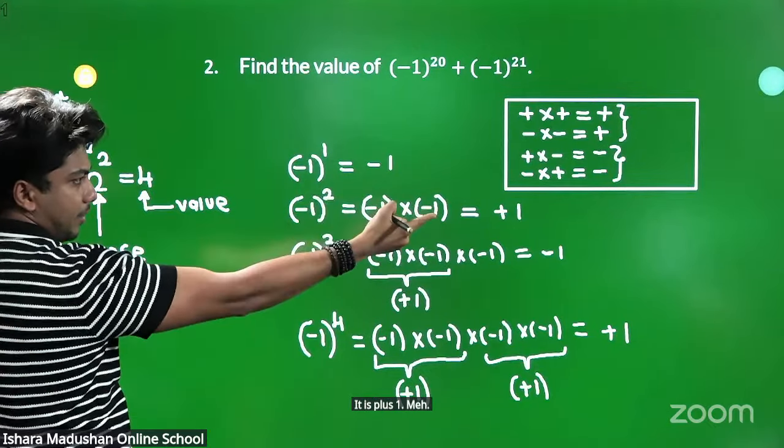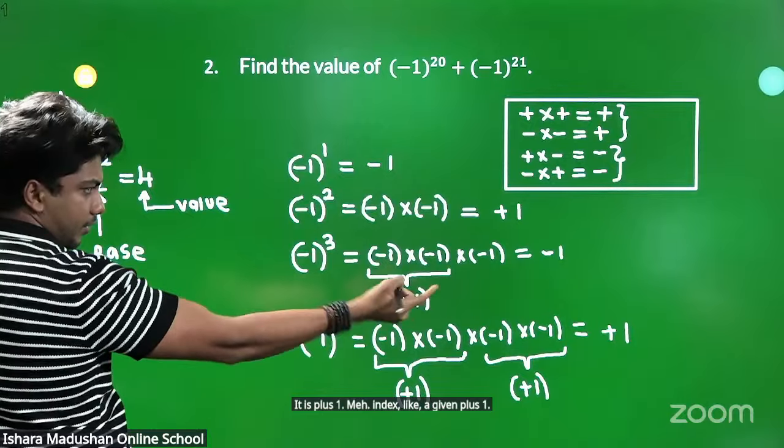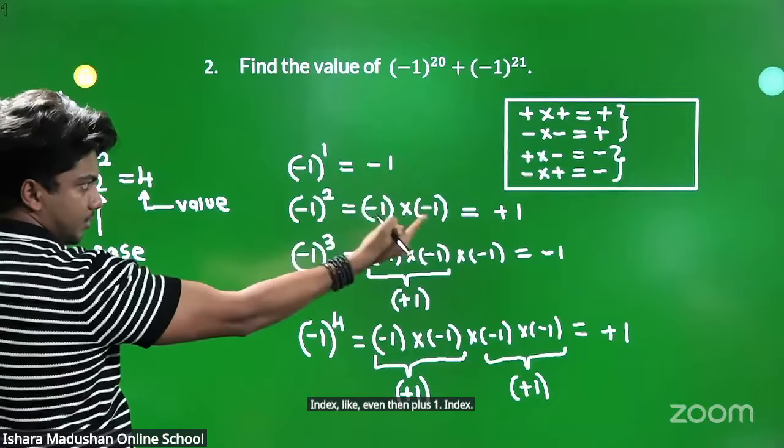If the index is even, plus 1. If the index is even, plus 1. If the index is odd, minus 1. You can understand the pattern.